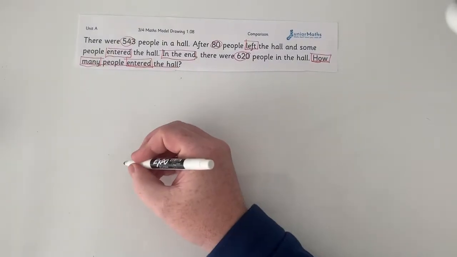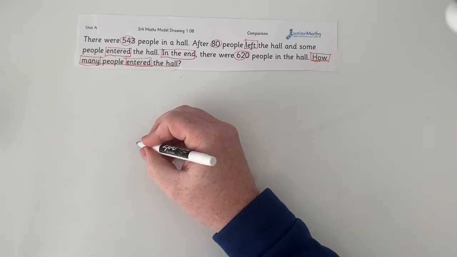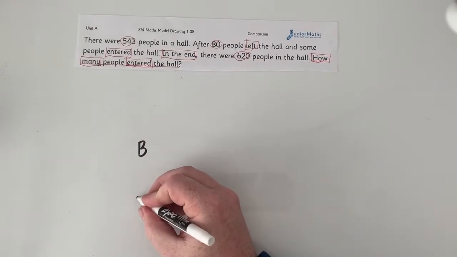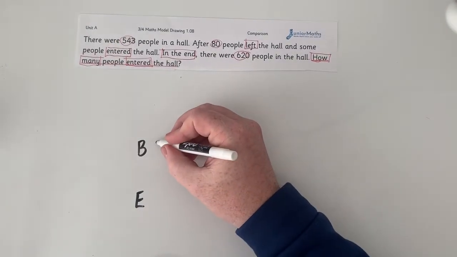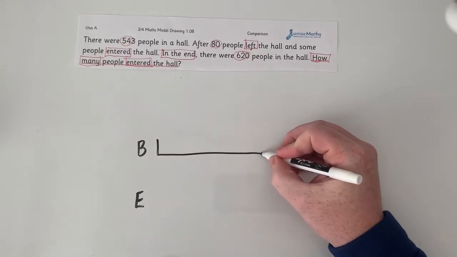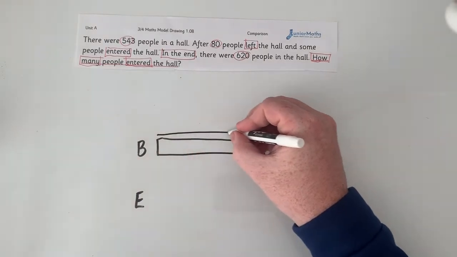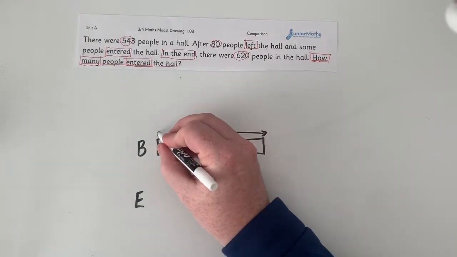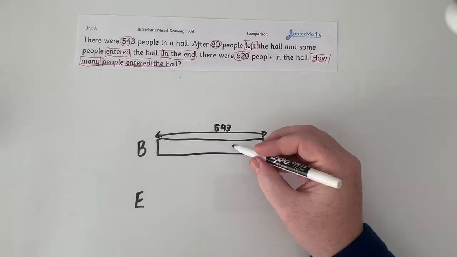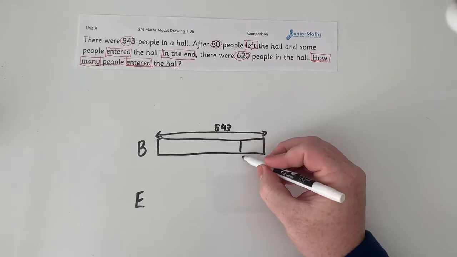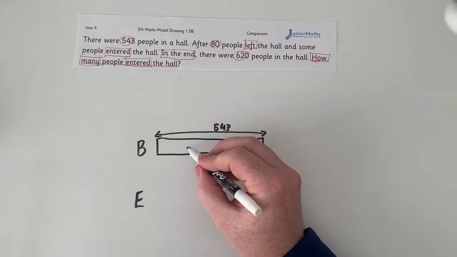So let's have a look through here. Let's call it B for the beginning, and E for in the end. Okay? So in the beginning, there were 543 people. And 80 people left. And the rest remained.